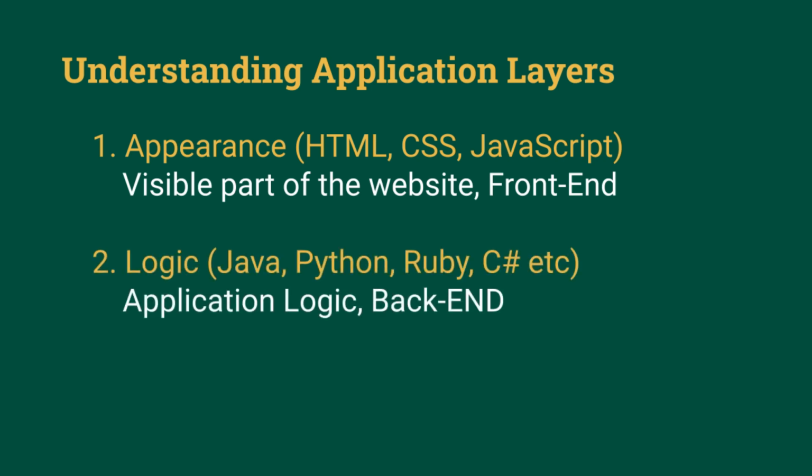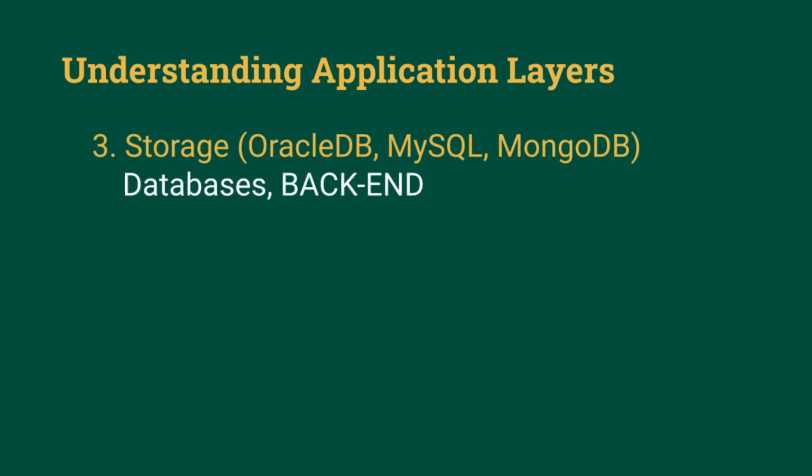The second category is logic that determines what content to show and when to show it. This category is part of the group called backend. Backend logic is created using programming languages which can modify the HTML, CSS, and JavaScript that is displayed to the user. The third category is the storage, which saves any data generated by the site and the user. This category is also part of the backend and is stored in databases like Oracle DB, MySQL, or MongoDB.